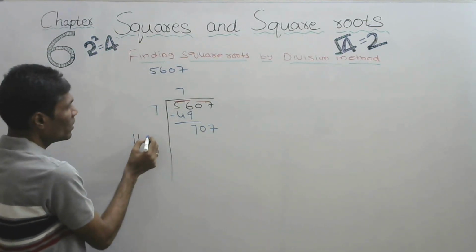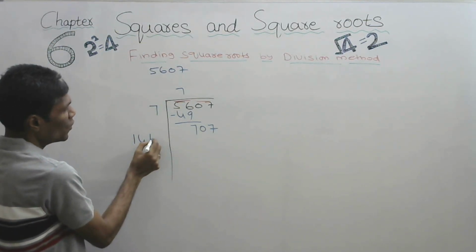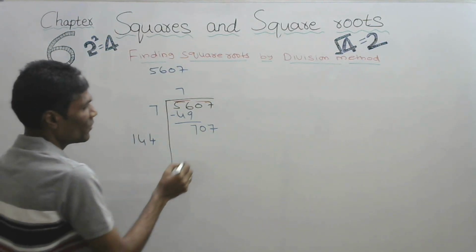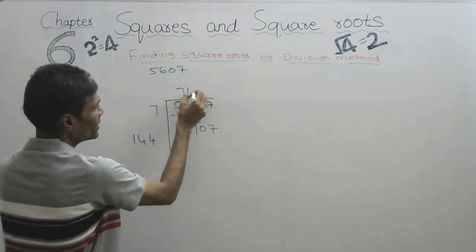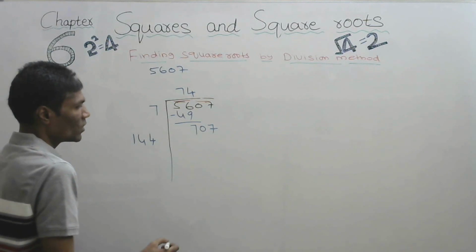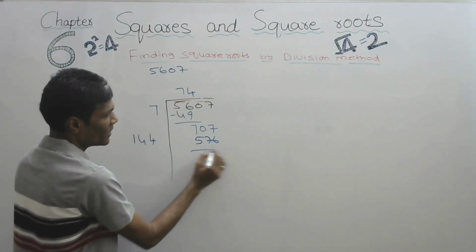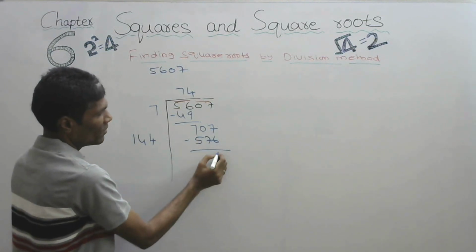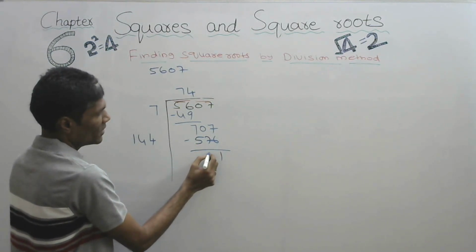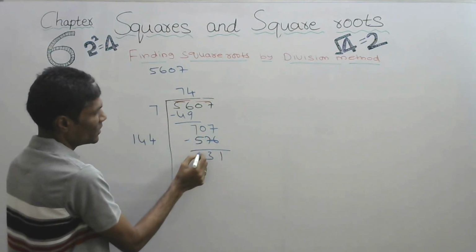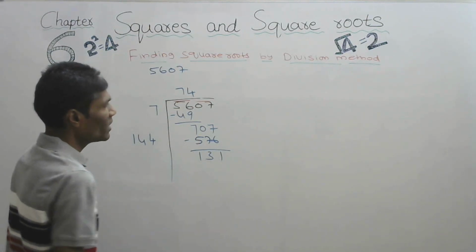So, if we do 144 fours are 576. 144 fours are 576 we will get. So, subtraction: 1, 3, 6 minus 5, 1. 131 we got.